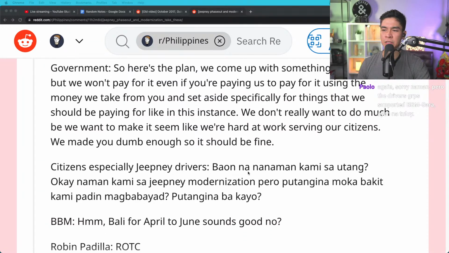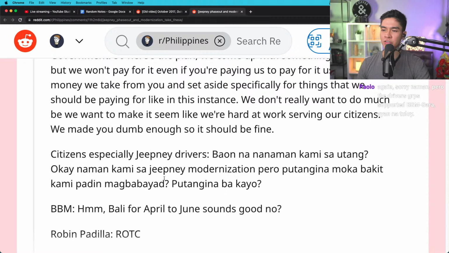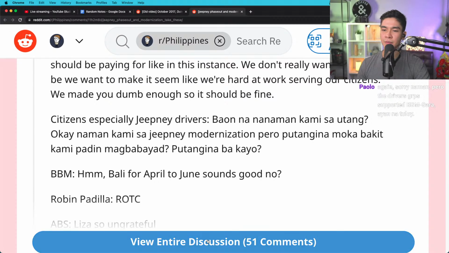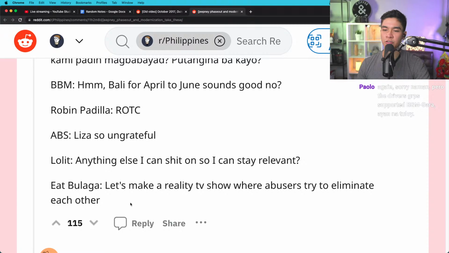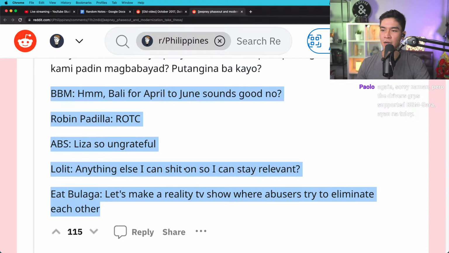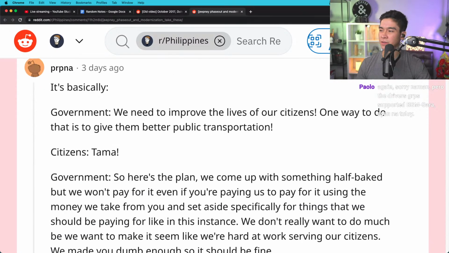Citizens, especially jeepney drivers, baon na naman kami sa utang. Okay naman kami sa jeepney modernization, pero bakit kami pa rin ang magbabayad? And then sasabihin ni BBM, wait, this is all just trolling from here on. But yeah, basically sums everything up.